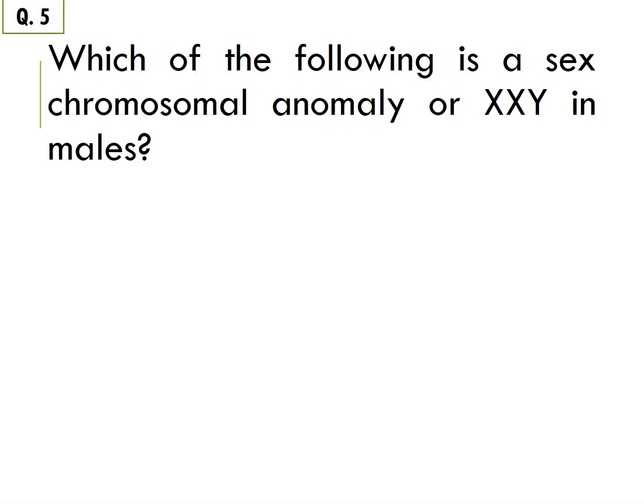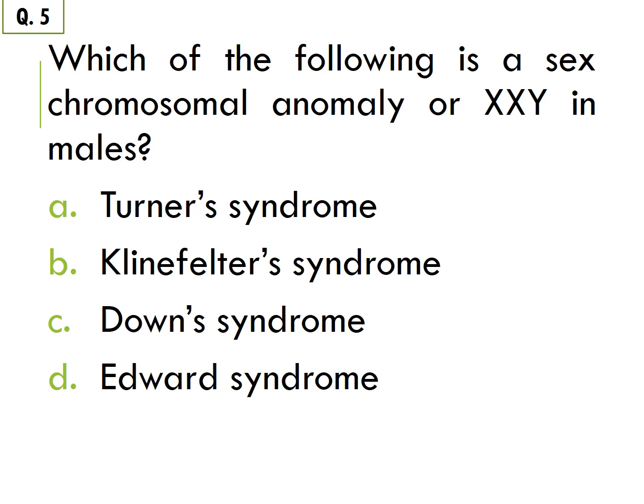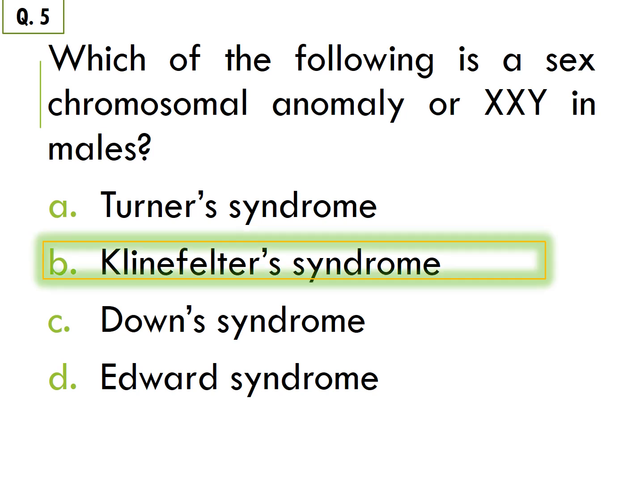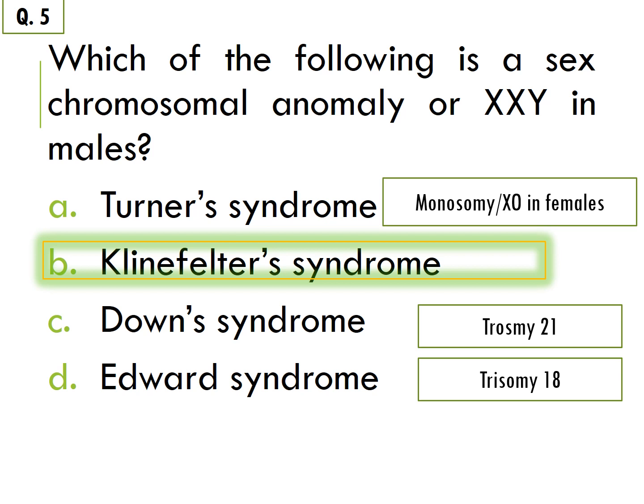Question number 5. Which of the following is a sex chromosomal anomaly of XXY in males? And the options are Turner syndrome, Klinefelter syndrome, Down syndrome, and Edwards syndrome. Answer is Klinefelter syndrome, in which there is an extra chromosome in males. Now, trisomy 21 is called Down syndrome, trisomy 18 is called Edwards syndrome, and monosomy, less one chromosome, X0, in females.